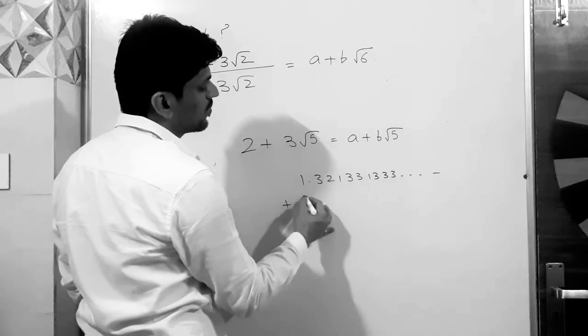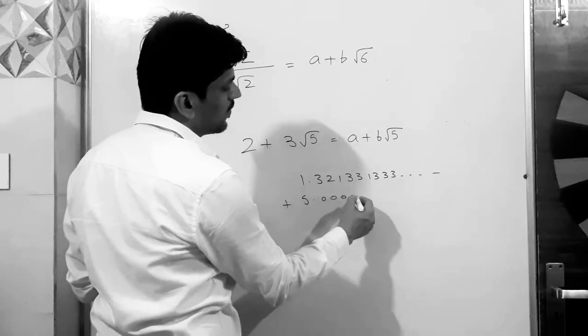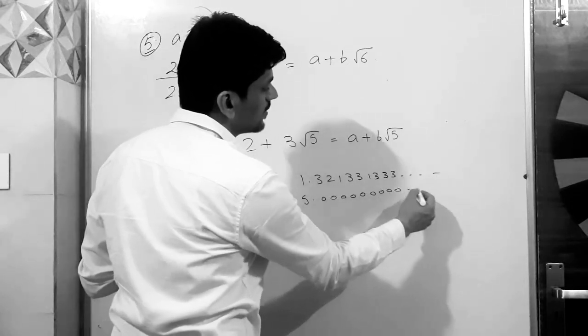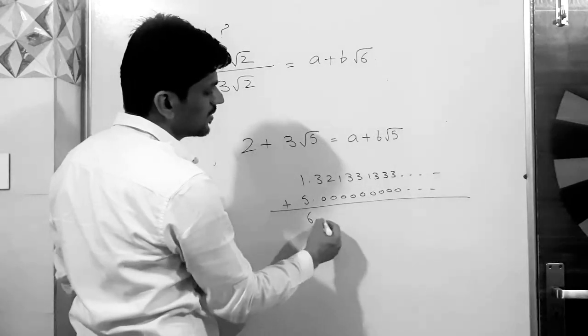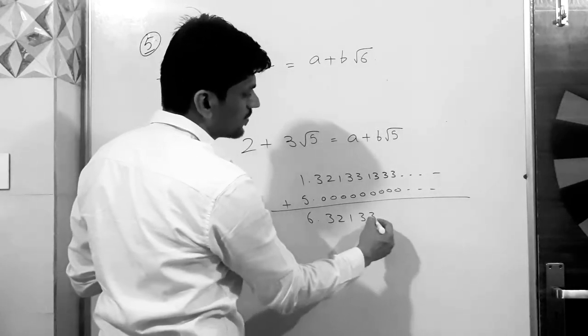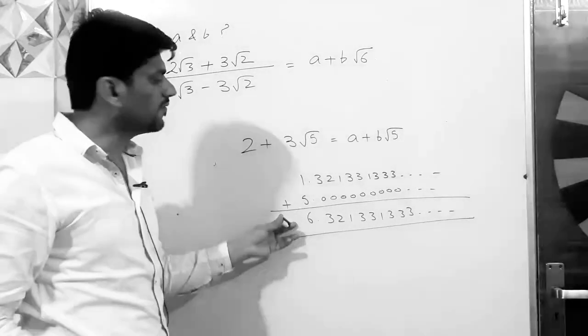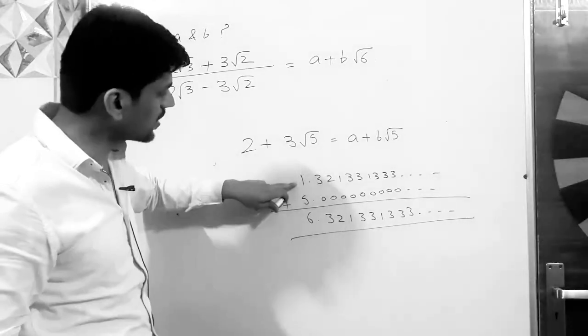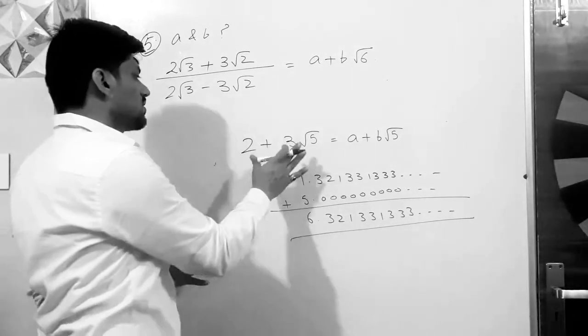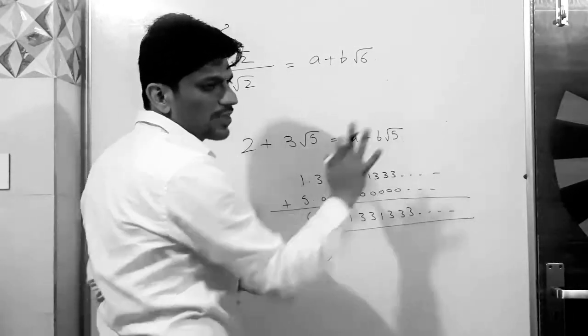If you add some rational number, say 5, to this, what will you have in the end? You will definitely have again an irrational number. So an irrational number is obtained while adding rational and irrational. This is irrational, this is rational, so the sum is irrational.